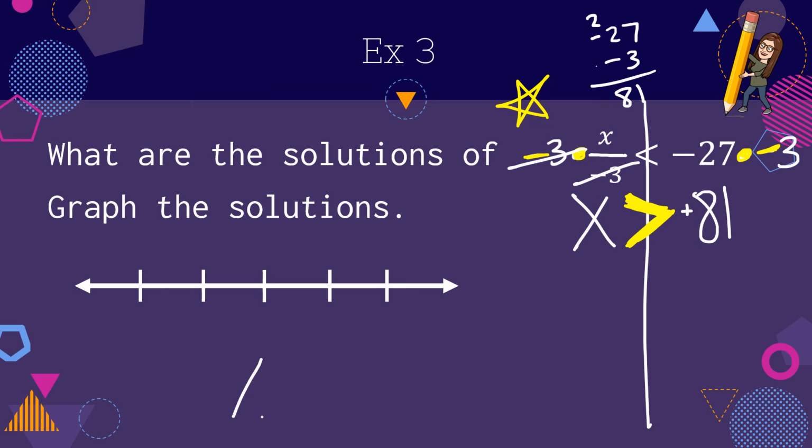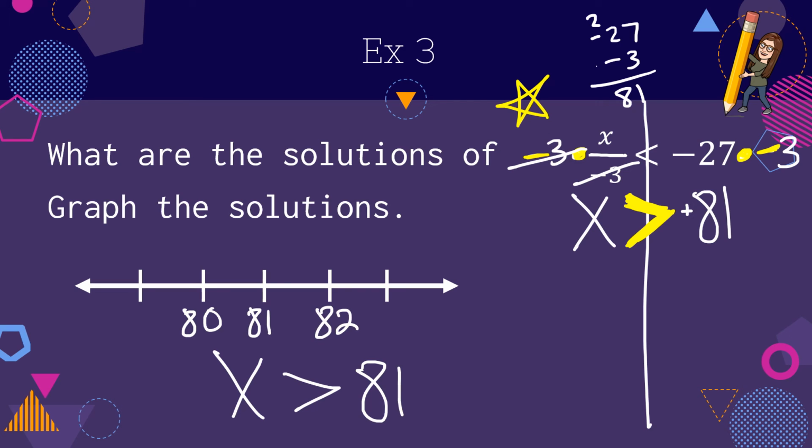Let's look at that answer. My variable's first, so that's good. Let's jot down our number line. 81, which means I have 80 and 82. Let's look at our circle. It's going to remain open because it's greater than. So I'm going to shade to the right. That means 82 is greater than, 100 is greater than, everything to the right is greater than 81.